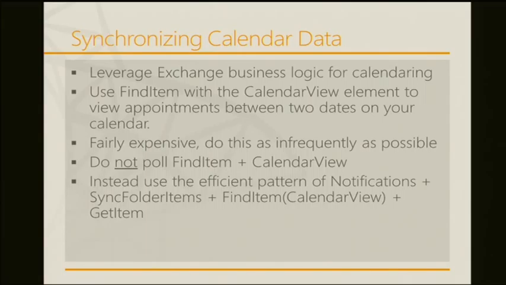You will get notified of any changes in the calendar. Then you use the find item to go back within the start date and end date range that you care about and pull all the changes that happened within that range. Then use a get item to follow up if you need to. Using all four of these together gives you the benefit of the notifications, the resiliency of the sync folder items, the calendaring logic of the find item, and then the get item gets any additional data you couldn't get through the find item, like the body of the appointment, recipient information, and attachments.